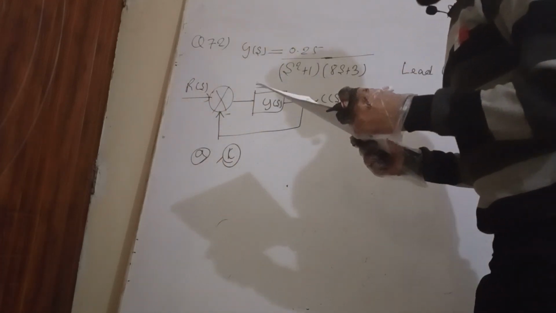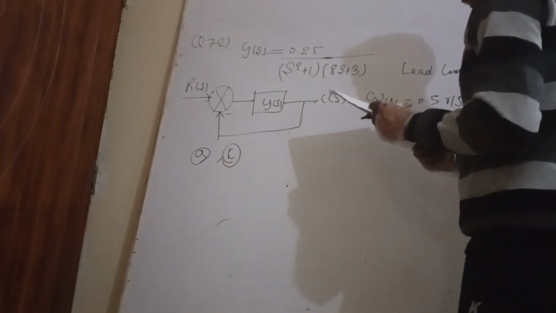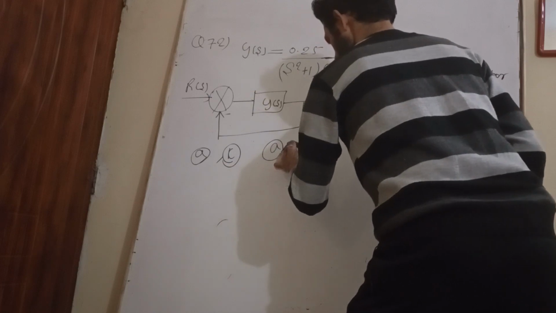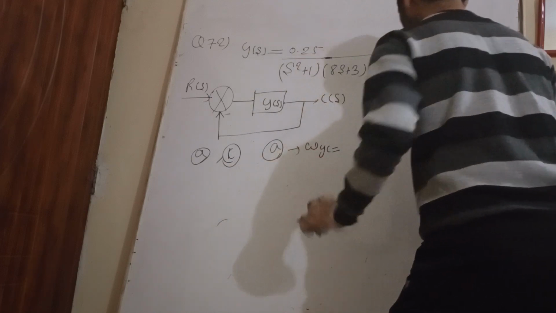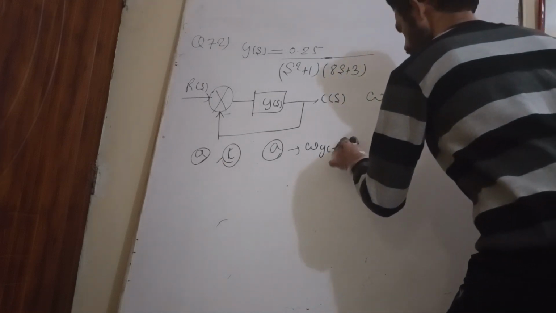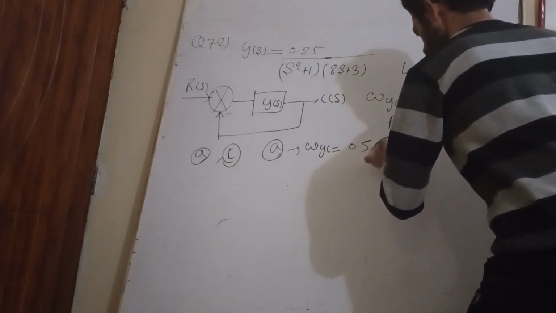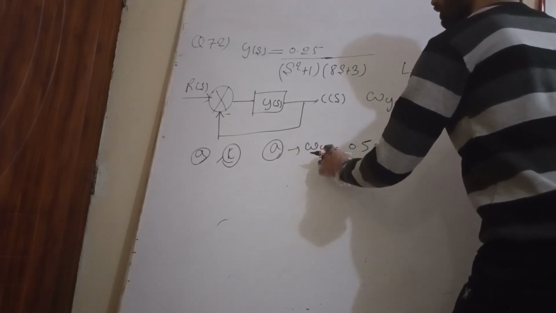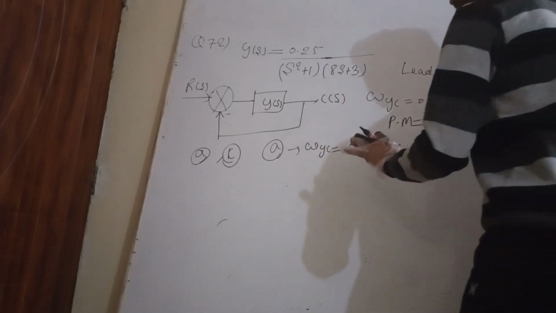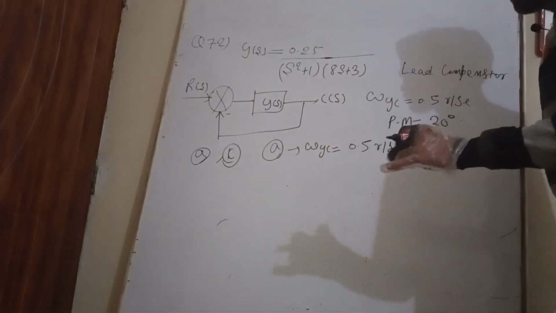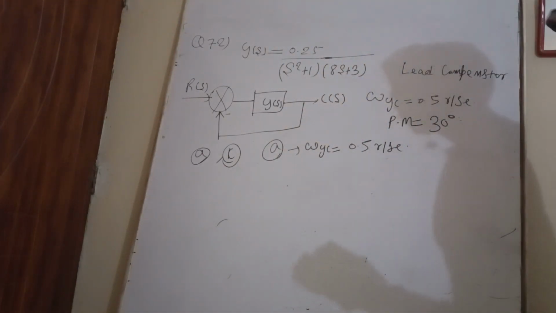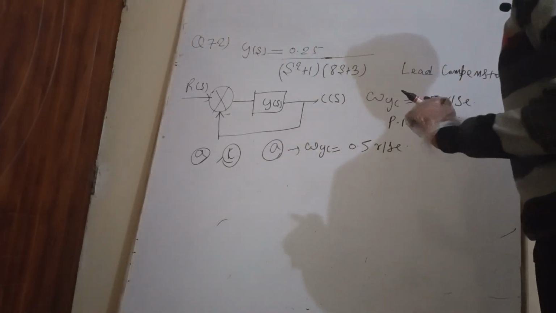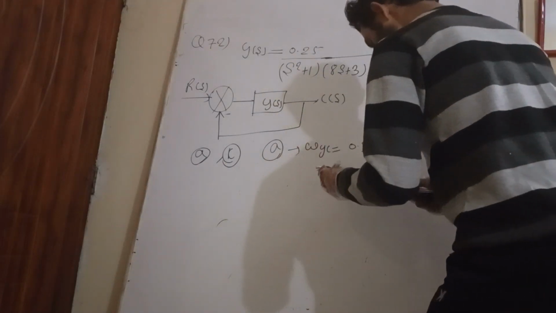So either option A is correct or option C is correct. In option A, omega gc is given as 0.5 radian per second. As we know very well, omega gc is the gain crossover frequency, at which the magnitude of the gain becomes unity. So magnitude is unity means what?